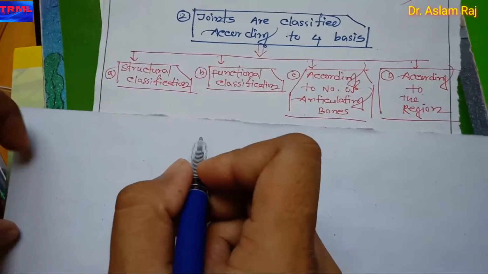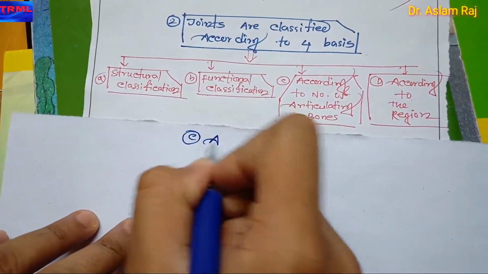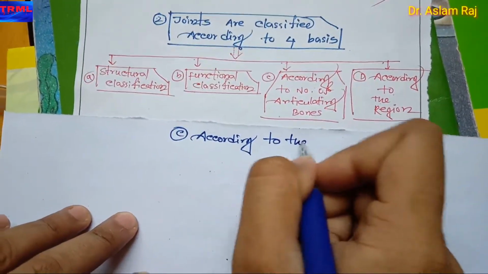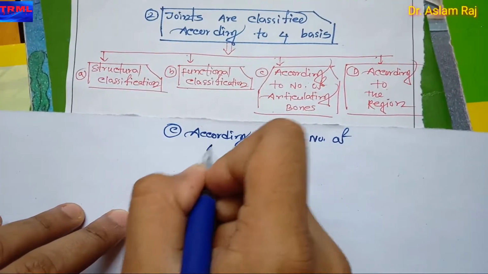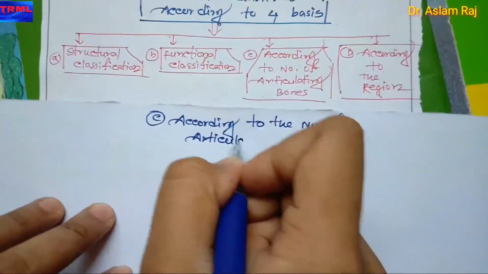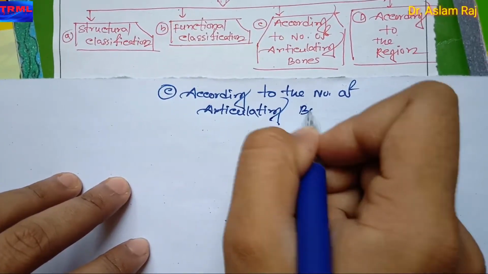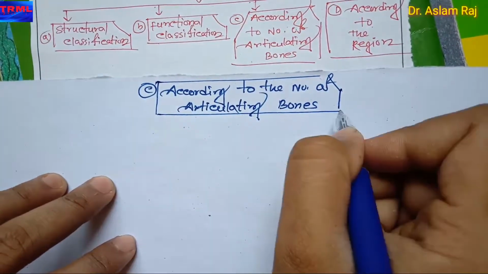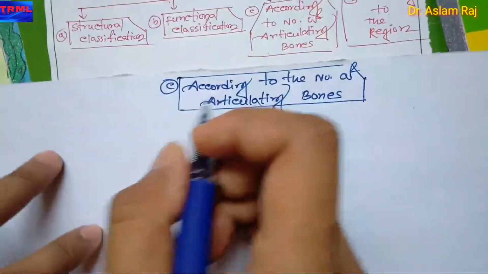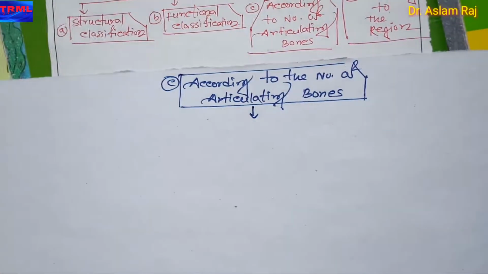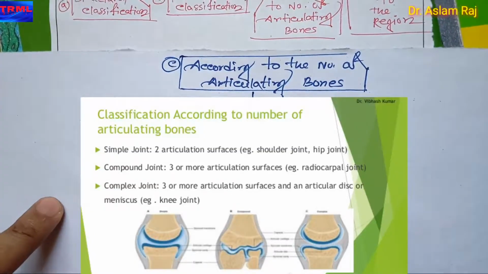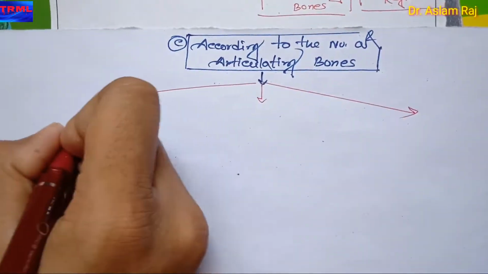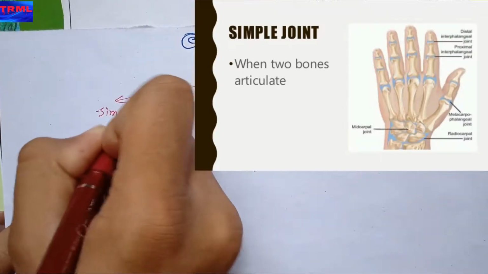Let's see the third one, according to the number of articulating bones. How many bones articulate in this joint? According to the number of articulating bones, this type of joint also has three types: simple, compound, and complex joint. Simple joints: shoulder joint, hip joint. Compound: radiocarpal. And complex is knee joint.